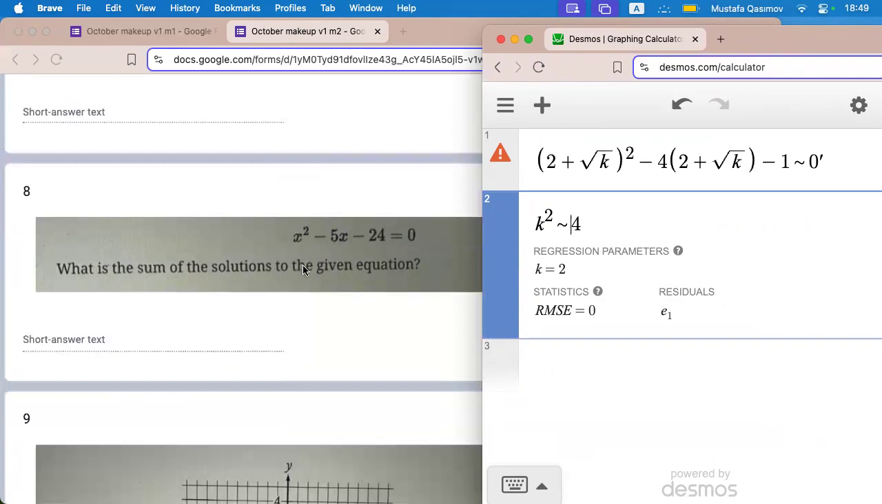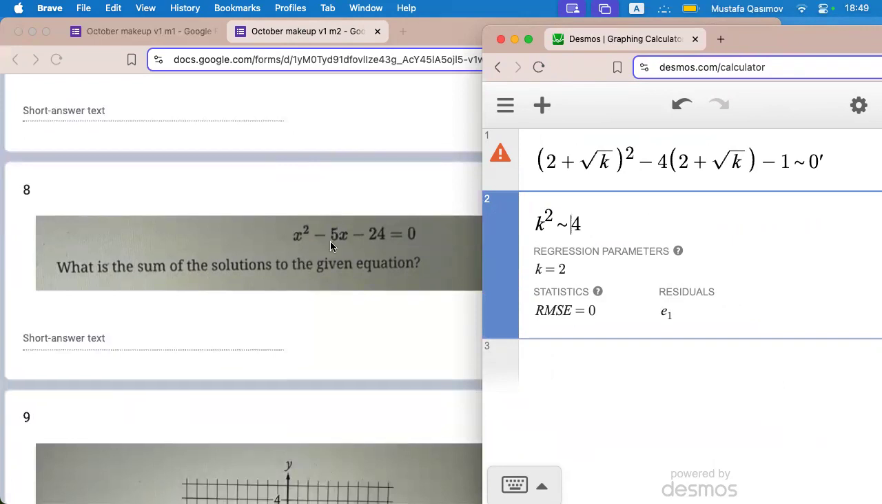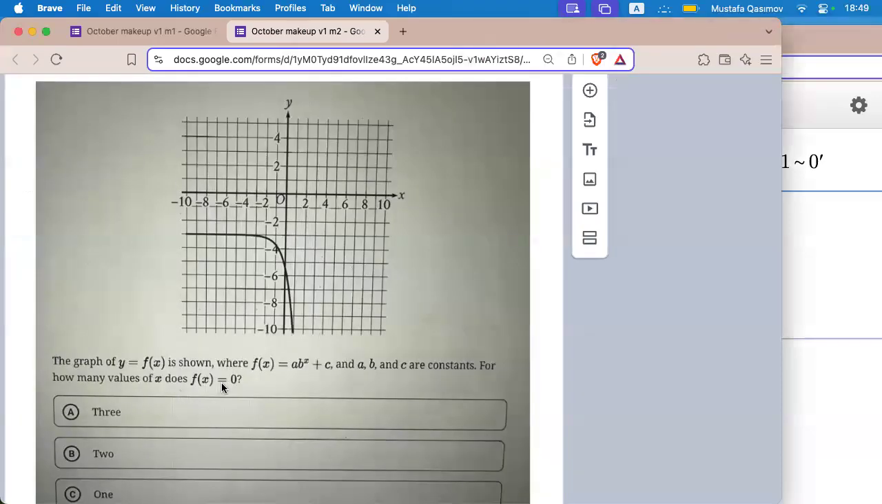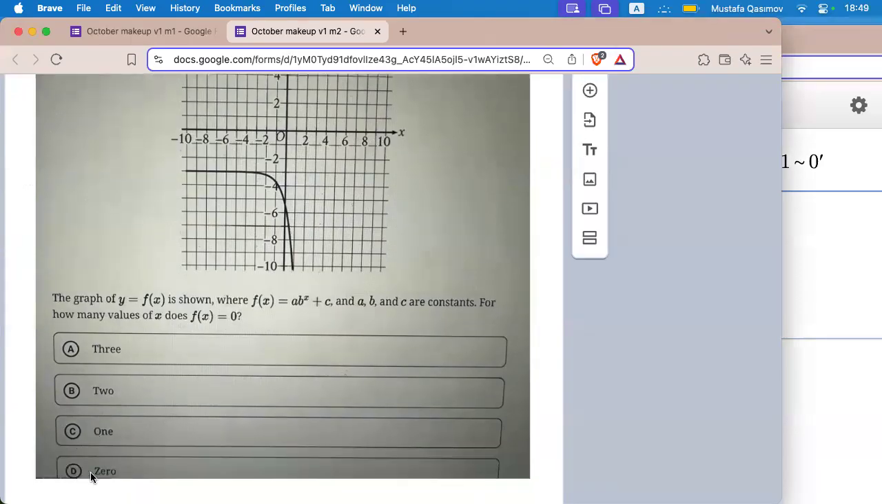What is the sum of solutions? Negative b, 5. So answer is positive 5. F of x is equal to 0 means that y is equal to 0. And y is equal to 0 means it is x-intercept. We don't have an intersection point in x-intercept. It is 0. D.